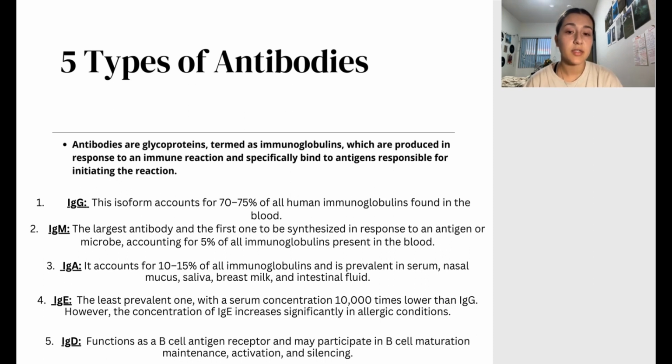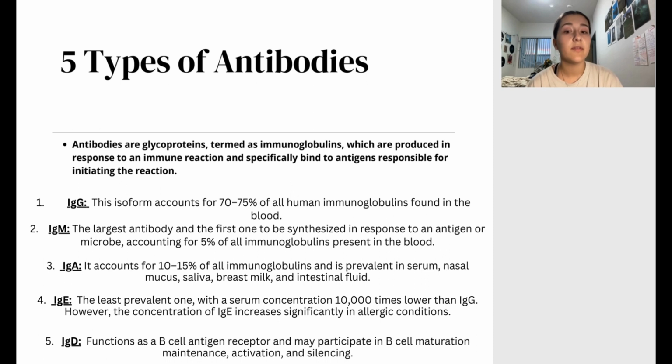IgG accounts for 70 to 75% of all human immunoglobulins found in the blood. IgM is the largest antibody and the first one to be synthesized in response to an antigen or microbe, and it also accounts for 5% of all immunoglobulins present in the blood.